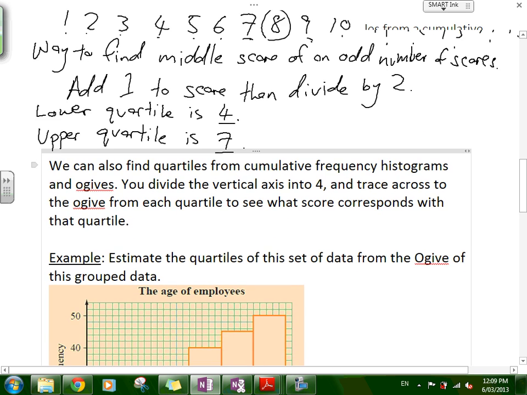Now, we can also find quartiles from cumulative frequency histograms and OGs. What's an OG? Alex, what's an OG? Yeah, polygon of the cumulative frequency polygon. Yes.